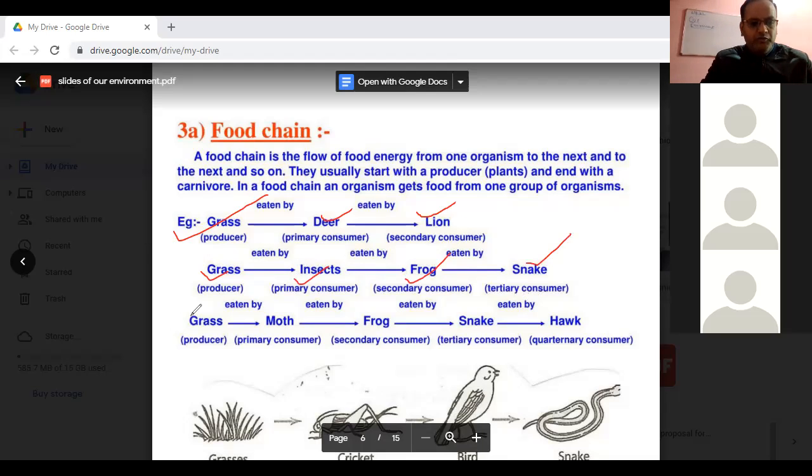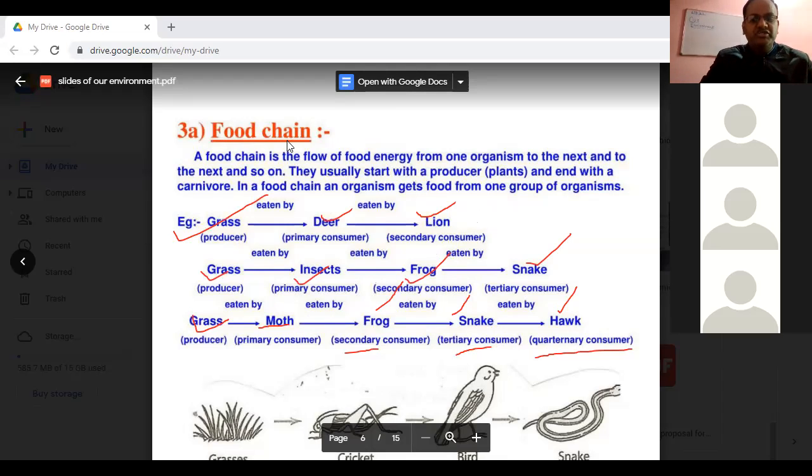If we are talking about one more sequence of eating, grass is eaten up by a moth, which is a primary consumer. Then the frog, which is a secondary consumer. The frog is eaten up by a snake, which is a tertiary consumer. And the snake is eaten up by a hawk, which is a quaternary consumer. So the first food chain has 3 organisms, the second food chain has 4, and likewise, the third food chain is a 5-organism chain.